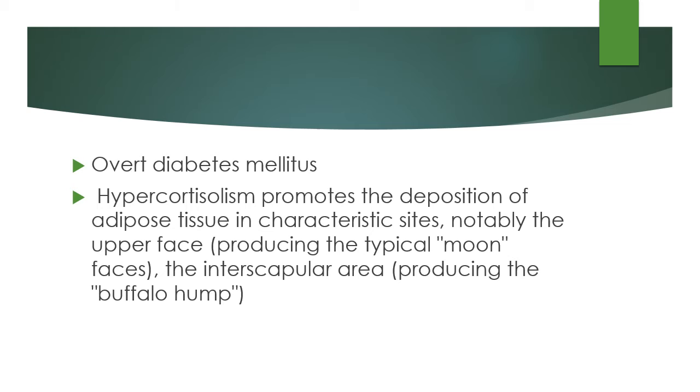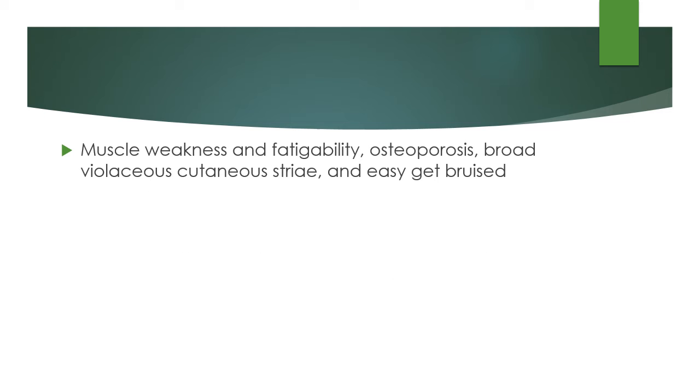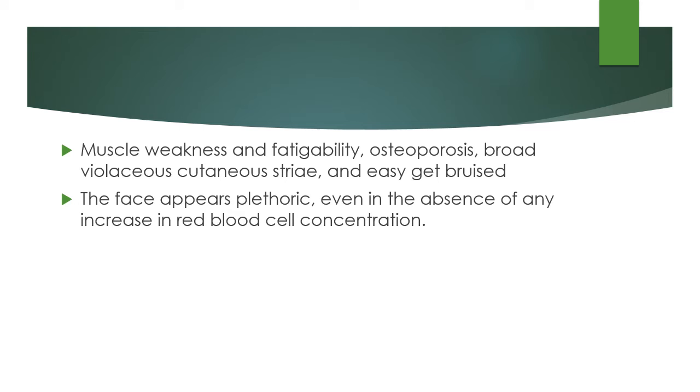Hypercortisolism promotes the deposition of adipose tissue in characteristic sites, notably the upper face, producing the typical moon face, the interscapular area, producing the buffalo hump, fat pads, and the mesenteric bed. Muscle weakness and fatigability, osteoporosis, broad violaceous cutaneous striae, and easy bruising. The face appears plethoric, even in the absence of any increase in red blood cell concentration.